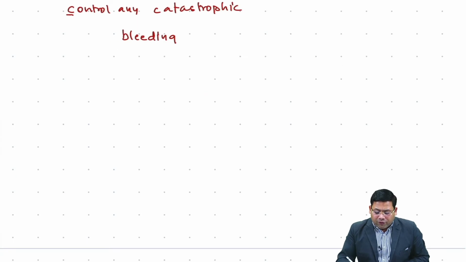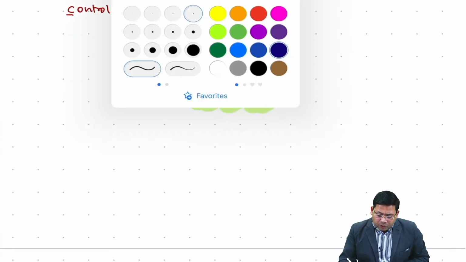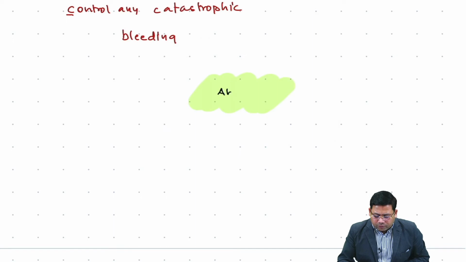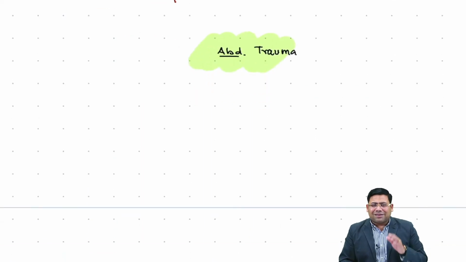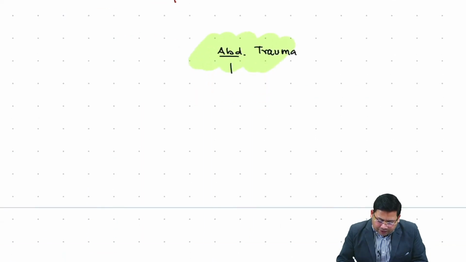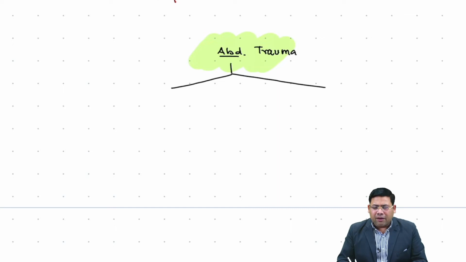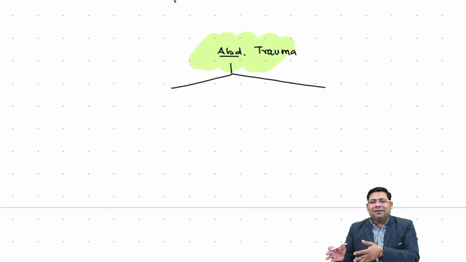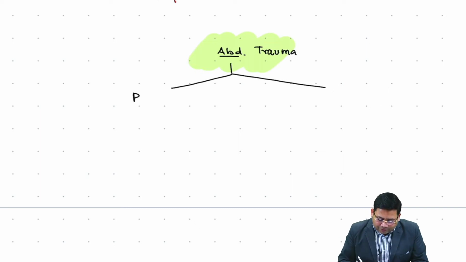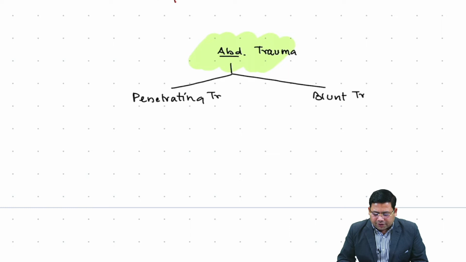Now, when we talk about abdominal trauma, how to approach it is very, very important. In case you have a patient of abdominal trauma, the first thing you need to understand is whether the patient has a penetrating mode of injury or blunt trauma. So penetrating versus blunt trauma is very important. We need to understand the mode of injury.